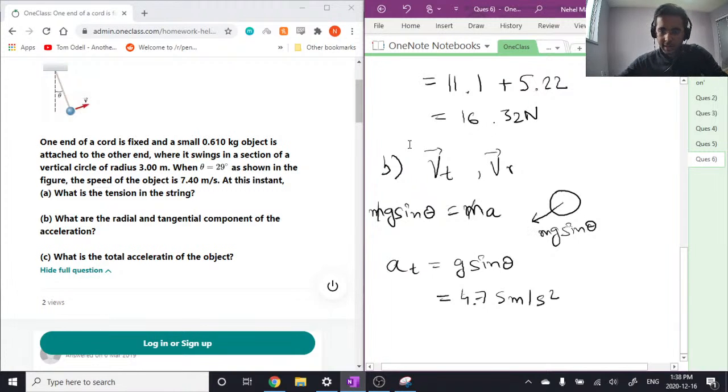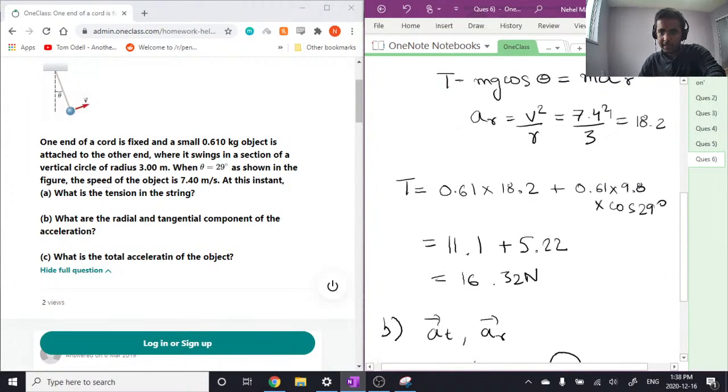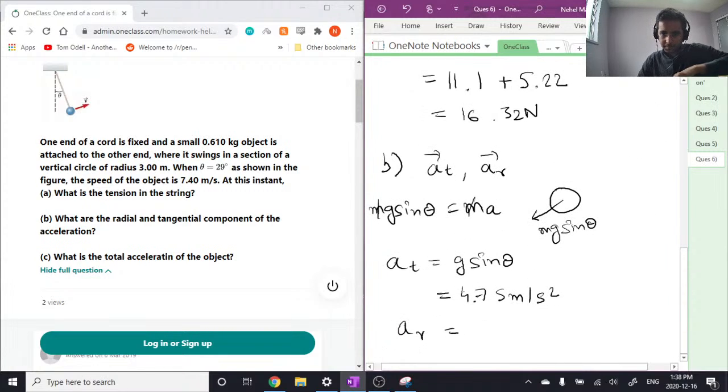Okay, over here, let me just fix this, which is why I was a bit confused why we actually need to find acceleration tangential and acceleration radial. So AT we got to be 4.75, and radial acceleration is nothing but v squared over r, which we calculated above to be 18.2. Okay, so this part is done.